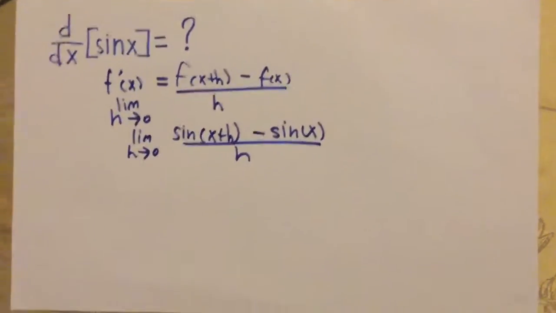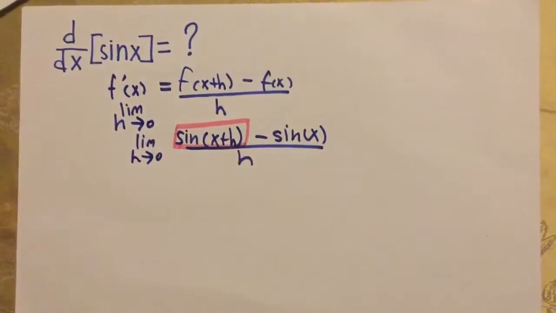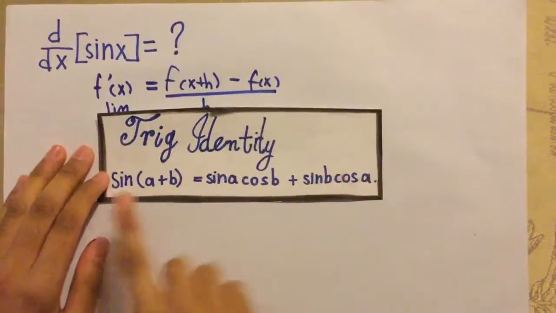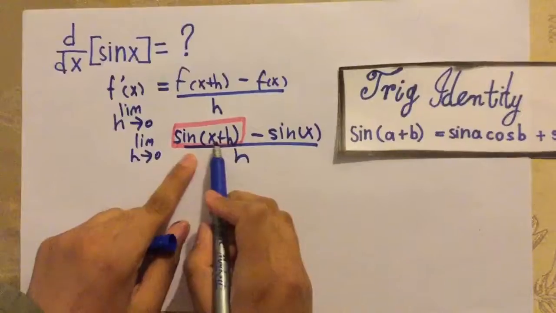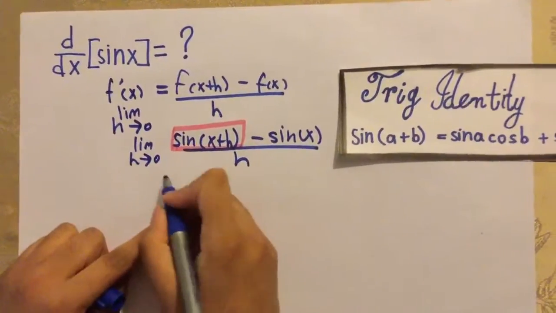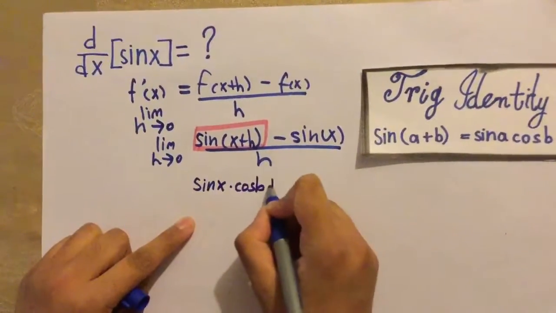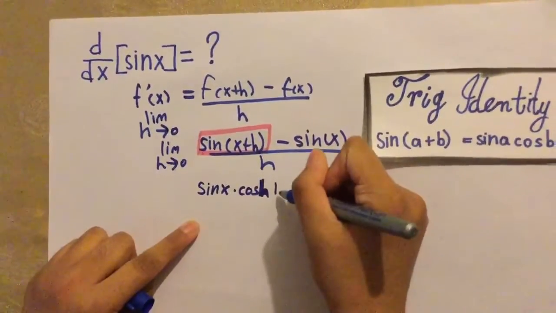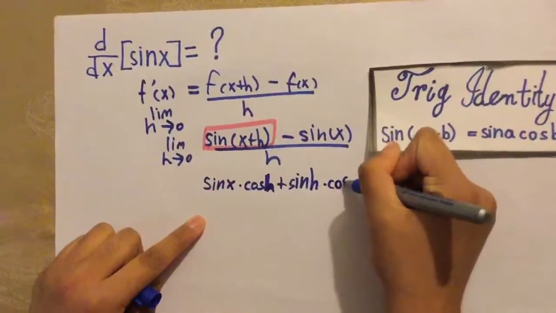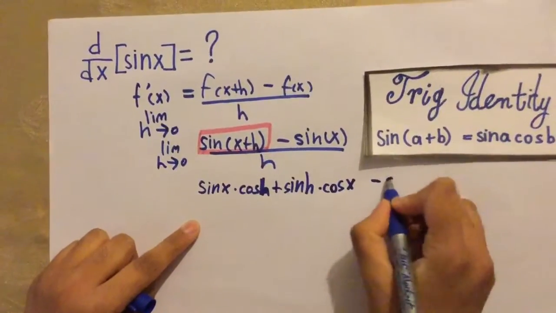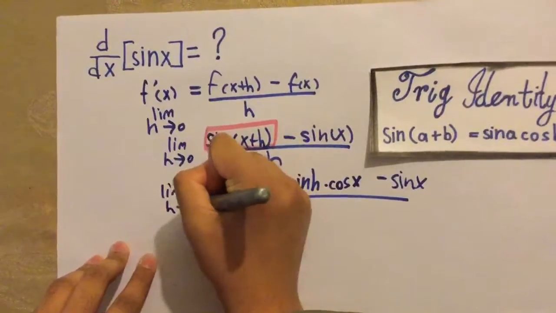Now, as we zoom into this area here, we can use our special trig identity that we discussed before. It's saying that this becomes sine of something plus something, right? So we can use the identity: sine x times cos h plus sine h times cos x, minus sine x, all over h, the limit as h approaches 0.